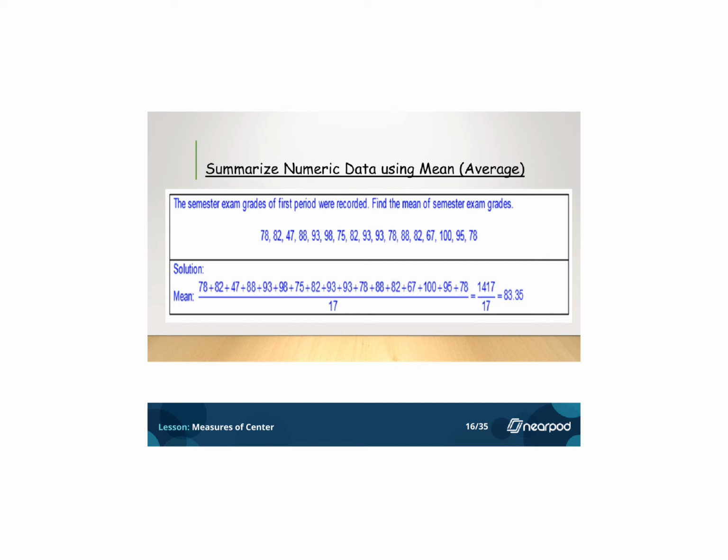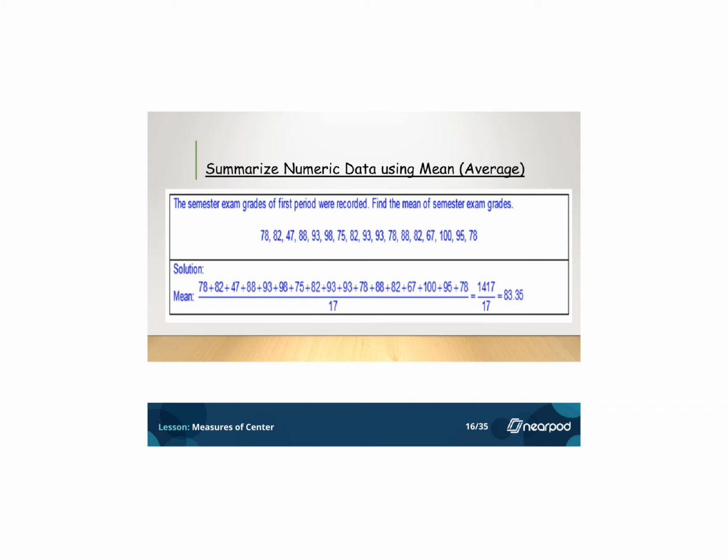Okay, so it says the semester exam grades of the first period were recorded. Find the mean of the semester exam grades. So these are all the grades of the students during the first exam. These are the grades they got on their tests. It says to find the mean.